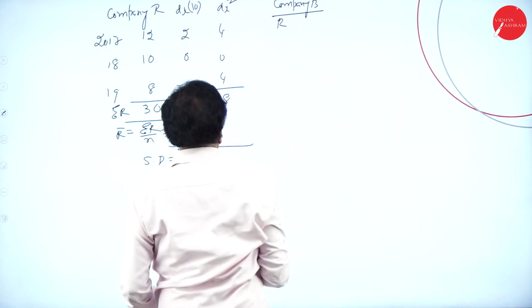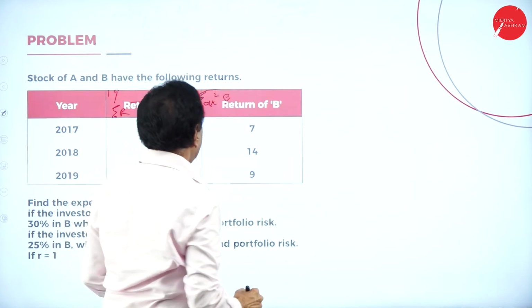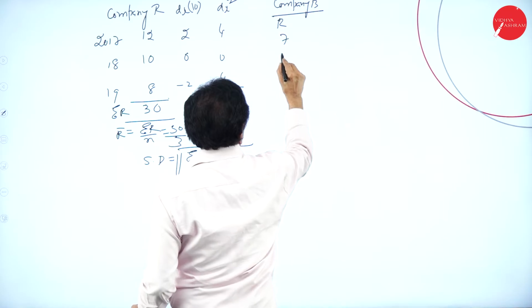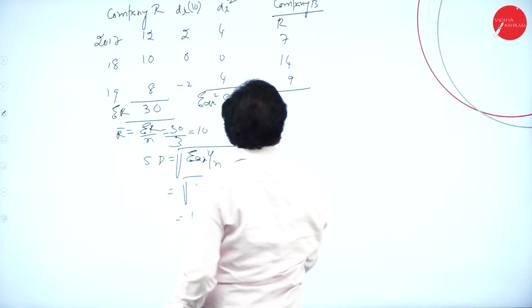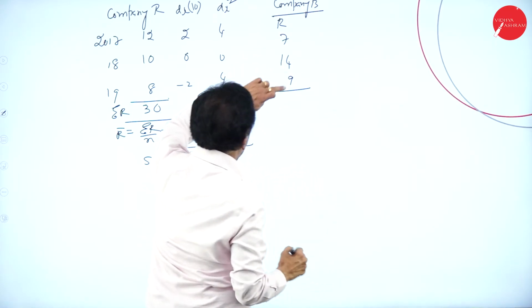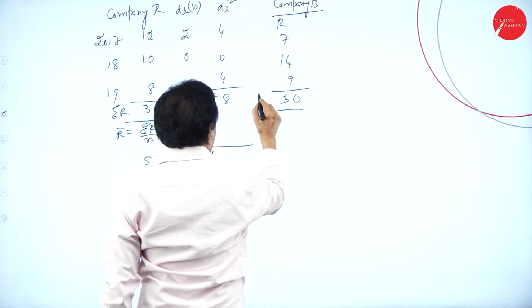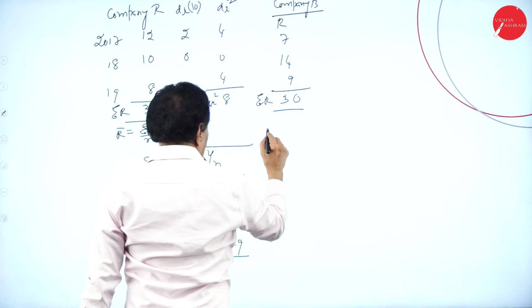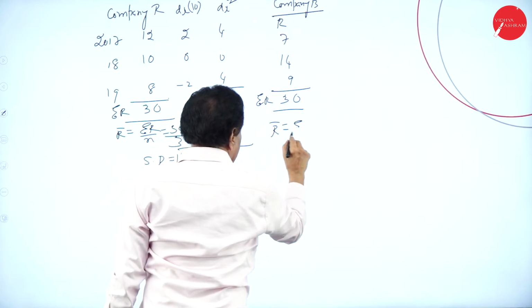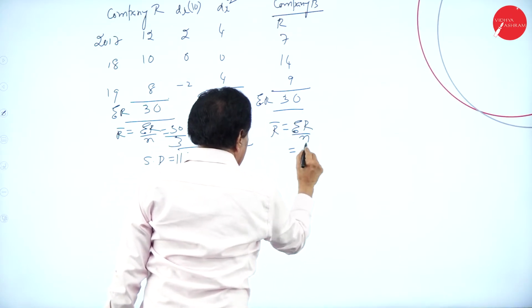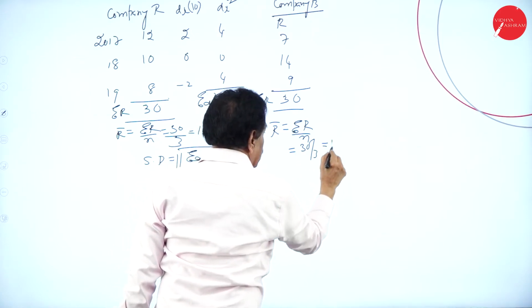Returns 749. Add the figure. It is 30. Sigma R. R mean is equal to sigma R divided by n. 30 divided by 3, that is 10.